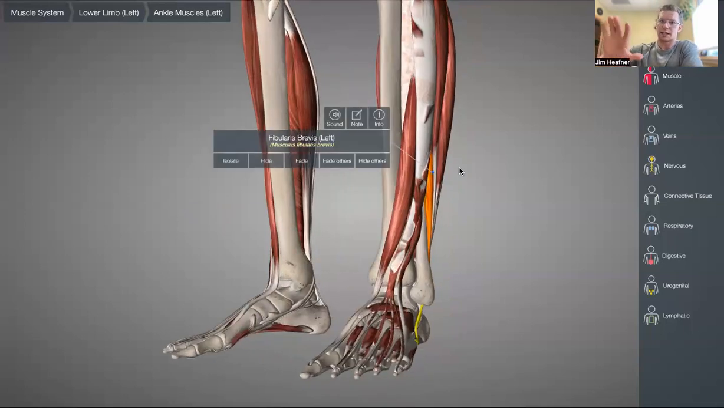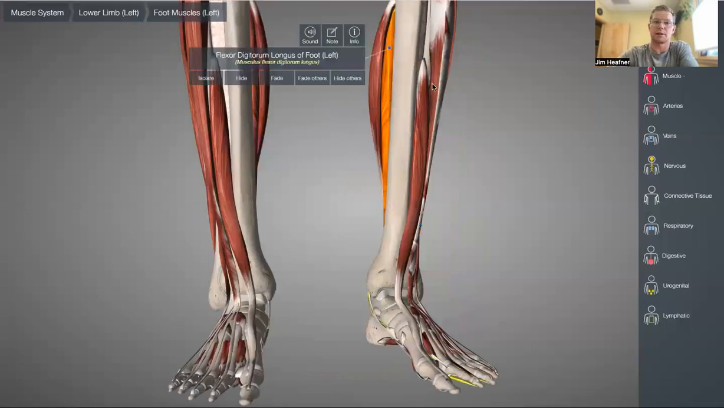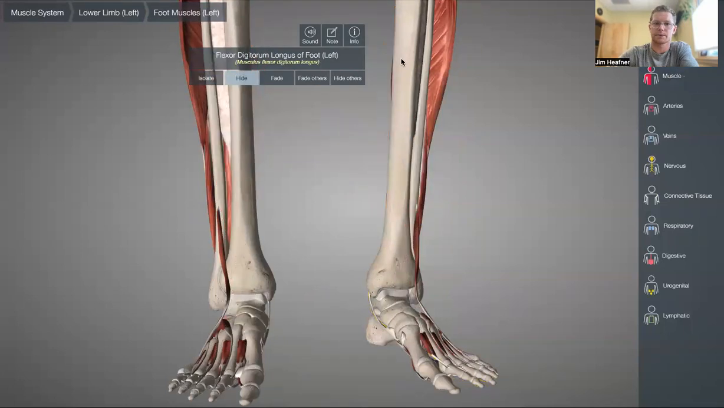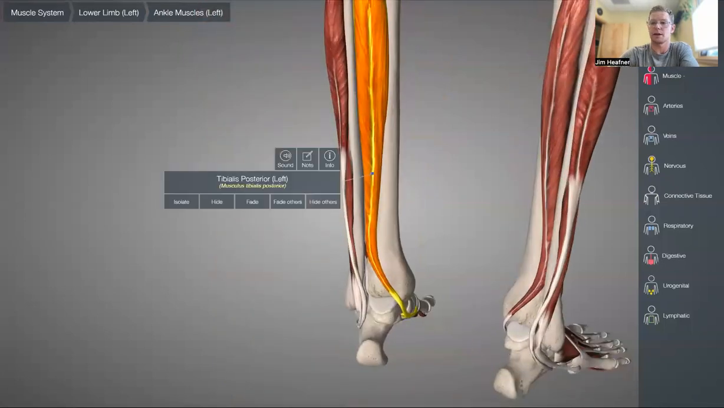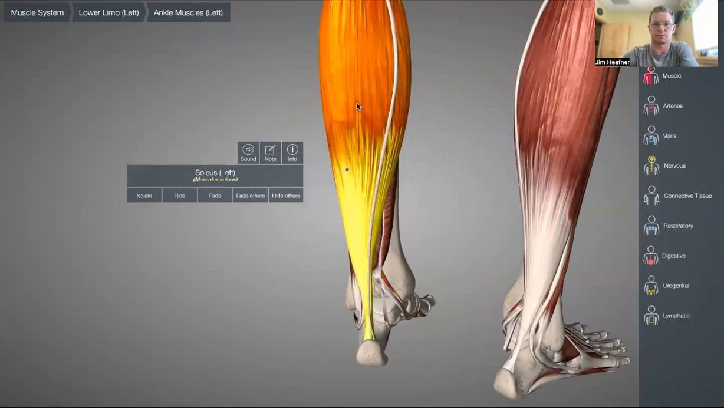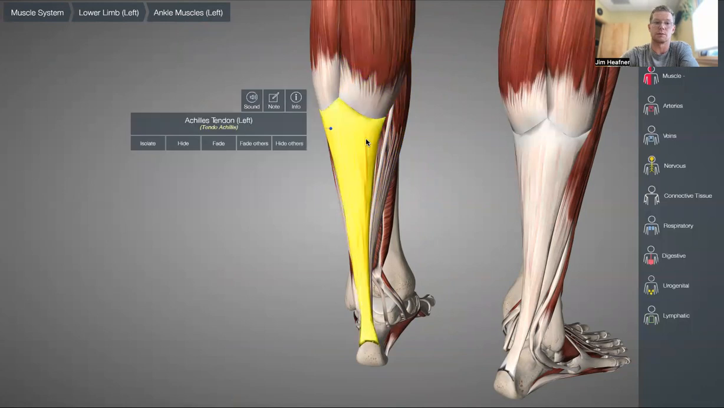Now, we have the anterior tib that causes dorsiflexion and eversion. For plantar flexion and inversion, let me take this muscle away here. We're going to see our tibialis posterior working with our calf muscles. So tibialis posterior, as well as your gastroc and soleus complex, are going to be the biggest muscle groups that help you go down into inversion and plantar flexion.